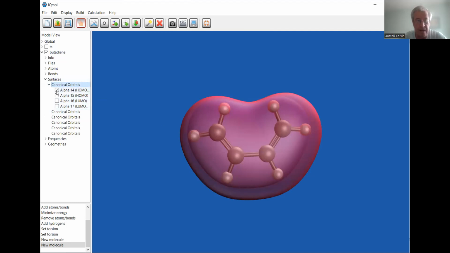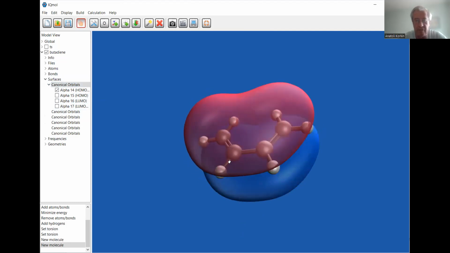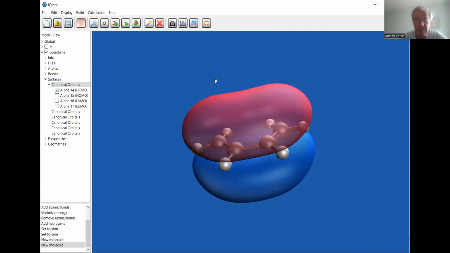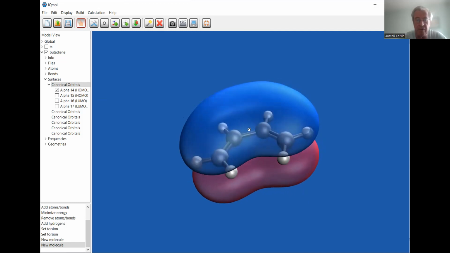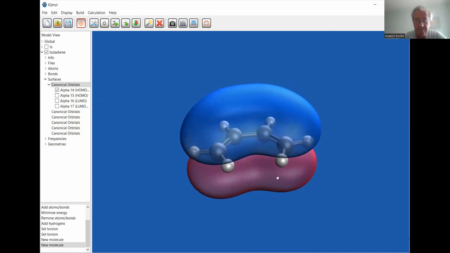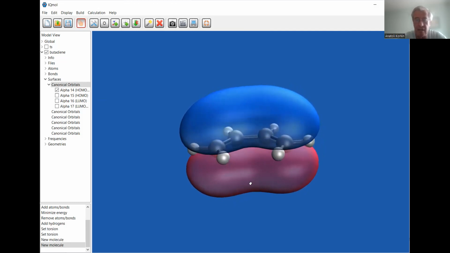So it shows me, actually, the one below the highest occupied orbital. And indeed, as you may see, it's a bonding orbital of the pi bond system, which is an overlap of 4 pi orbitals.